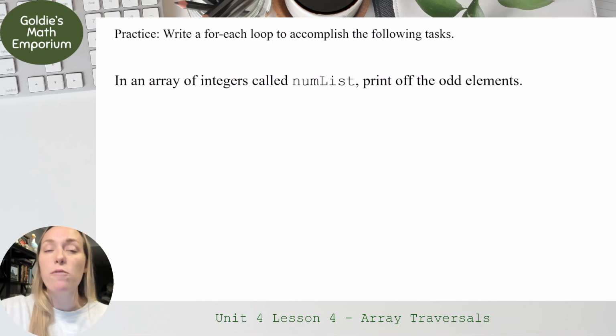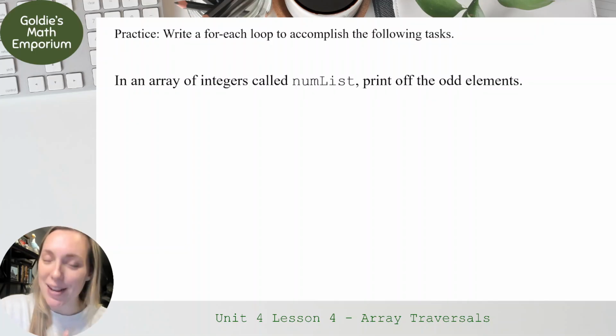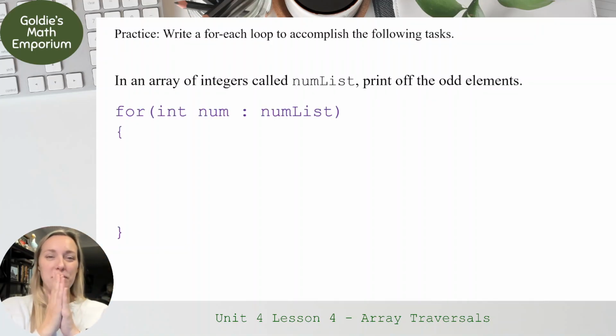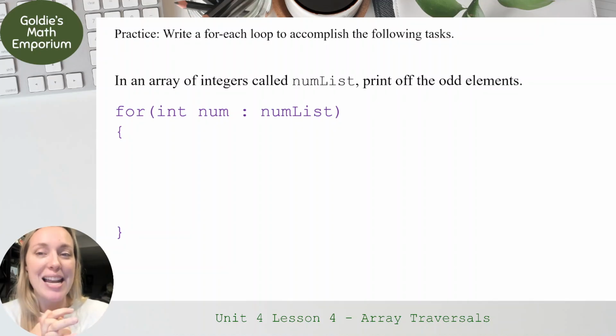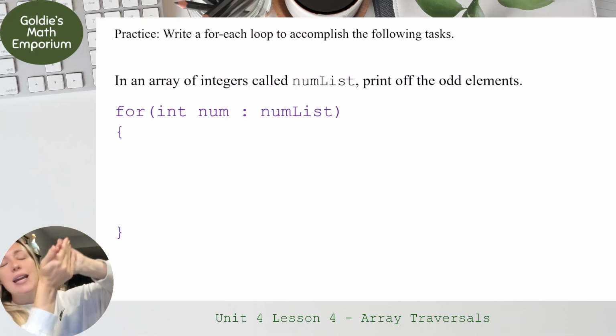So practice: write a for each loop to accomplish the following tasks. In an array of integers called numList, print off the odd elements. If you want to try this, pause it, try it, and then come back to see what the answer is. So in numList, if I want to print off the odd elements, I write a loop header that first gets the element: int num in numList. So I'm going to get the num, the element, in numList.